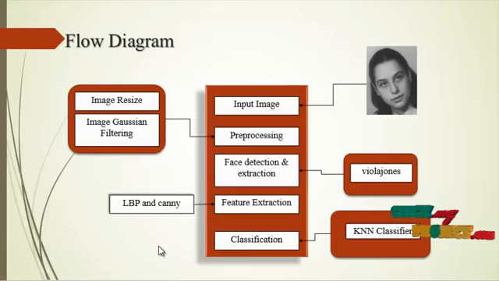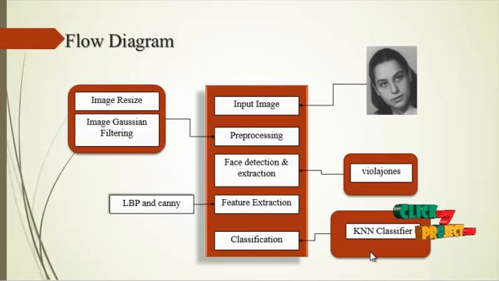So in the Canny process, the edges of the face are detected to automatically define the face, and then the age is estimated. Finally, we calculate the classification. In the classification process, the age will be deduced for the particular image. So that is the classification process.